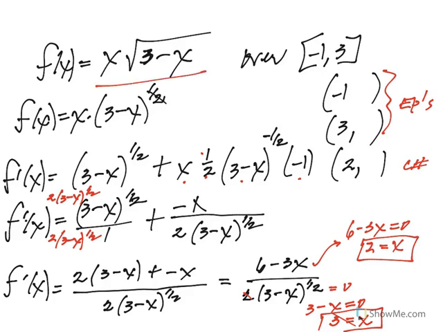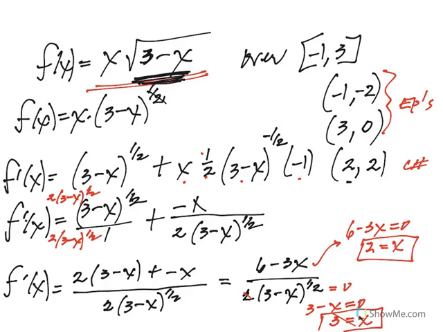I take -1, I plug it into here, my point machine. That is the square root of 4. That is 2 times -1. That gives me -2 for my y. All right, let's take 3 and plug it in. I have the square root of 3 minus 3, which is 0, times 3 on the outside. That gives me 0 here. And now if I plug 2 into my point machine, I get 3 minus 2, which is 1. The square root of 1 is 1, times 2 is 2.